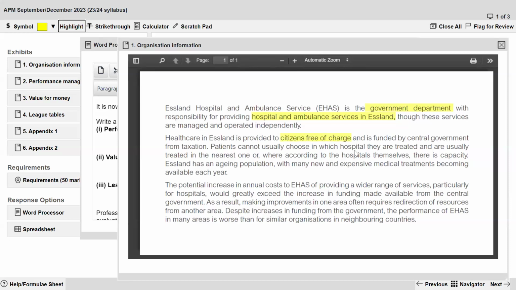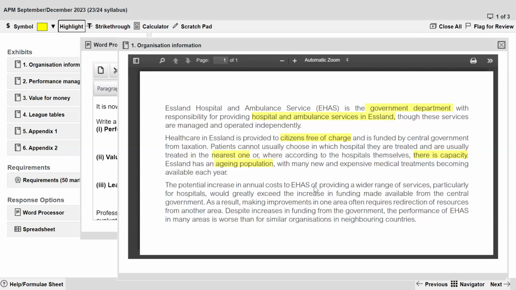Patients cannot usually choose in which hospital they are treated and are usually treated in the nearest one or where, according to hospital themselves, there is capacity. So either they are being treated at the nearest one or they are being treated when there is a capacity. Iceland has an aging population. So the population is aging population with many new and expensive medical treatments becoming available each year.